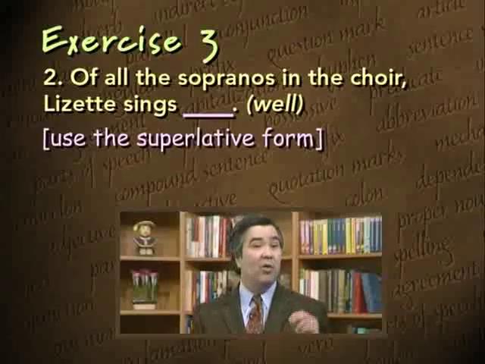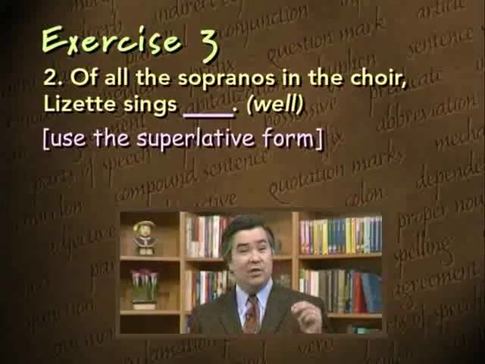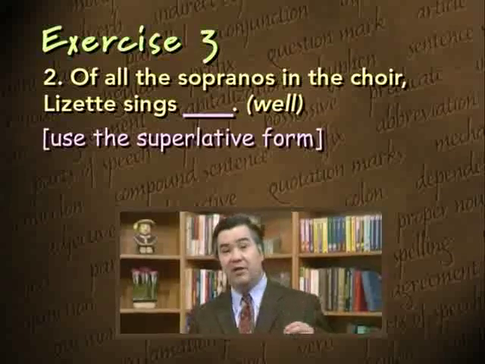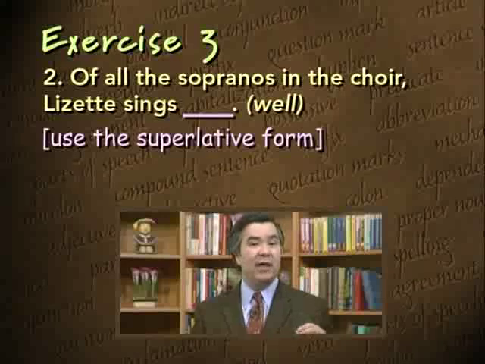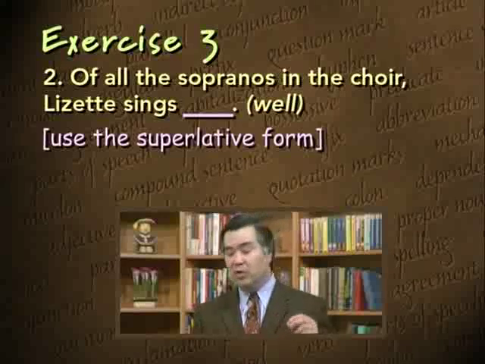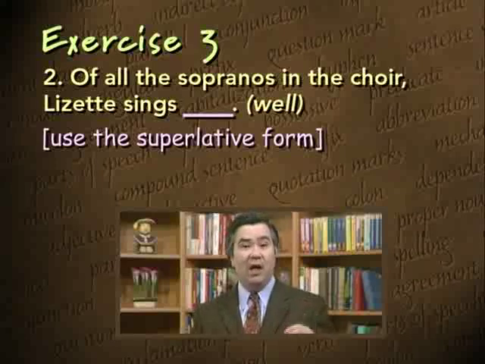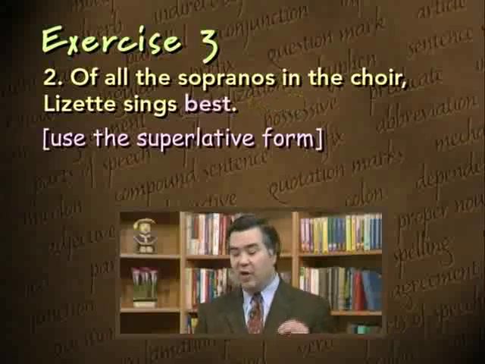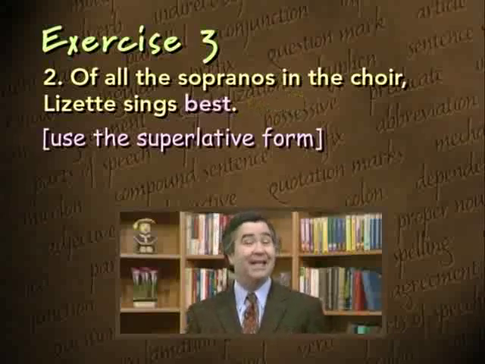And as you know, the adverb well is one of the irregular adverbs. It forms its comparative and superlative degrees irregularly rather than according to the usual rules. And the three forms of the adverb well are well, better, best. The superlative form is best, and the sentence should read, of all the sopranos in the choir, Lisette sings best.